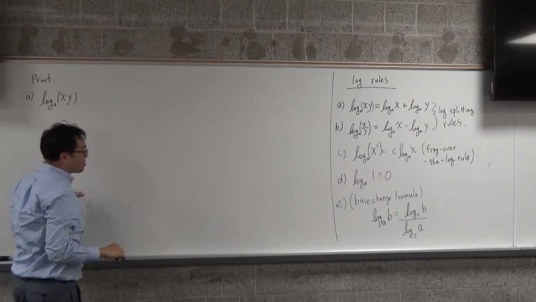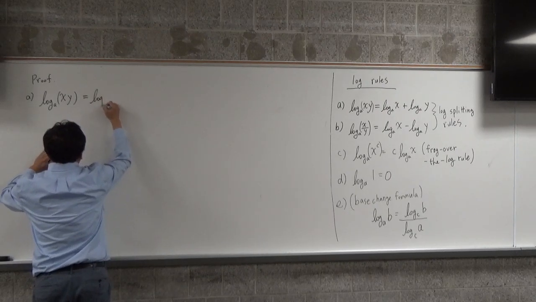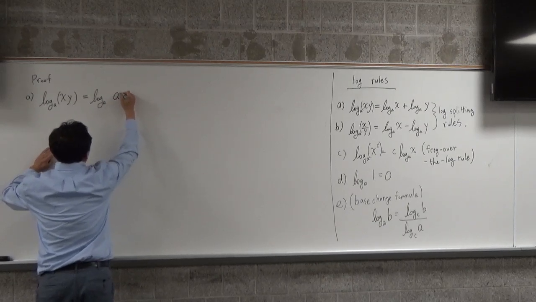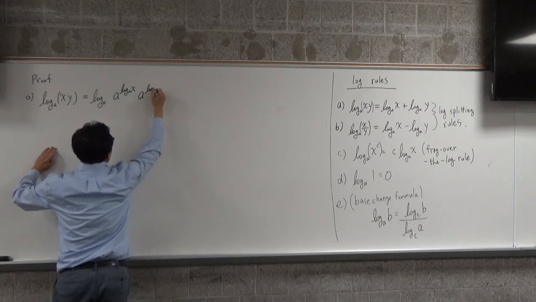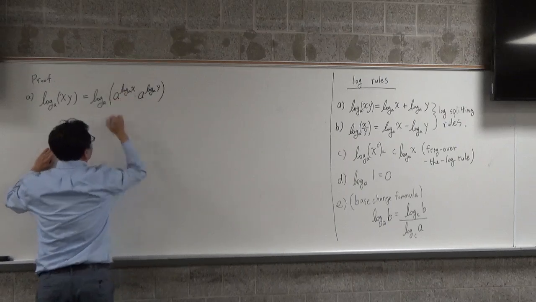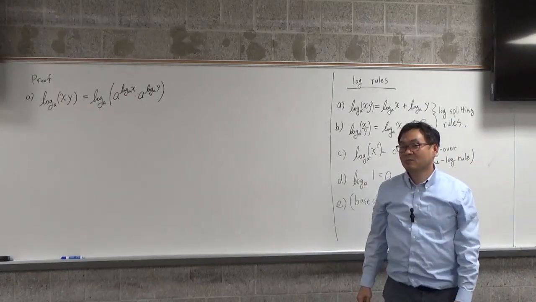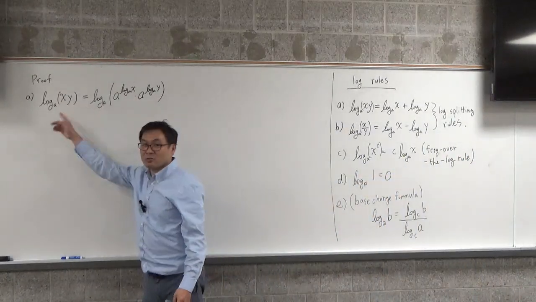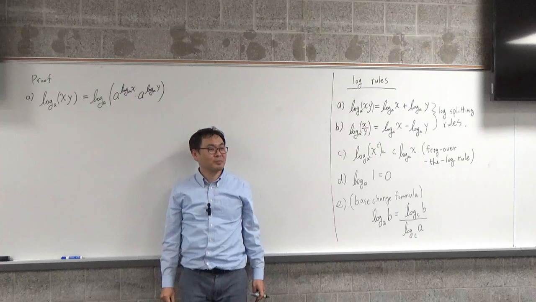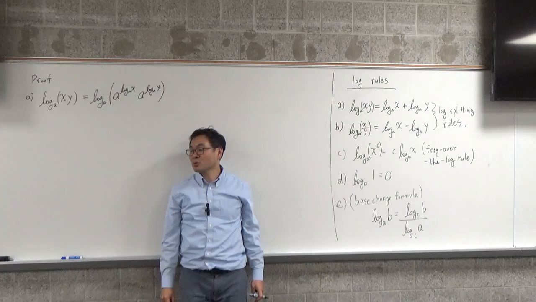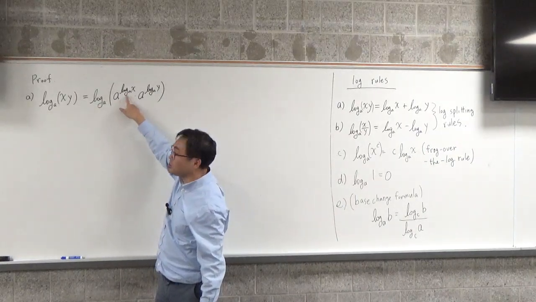Okay, let me prove the first identity. I want to start off by rewriting this as log base A of A to the log base A of x times A to the log base A of y. Why are these two the same? Can anyone explain? Because the A and the log A cancel out. Which log A? This one, right? Okay, so these two cancel out.